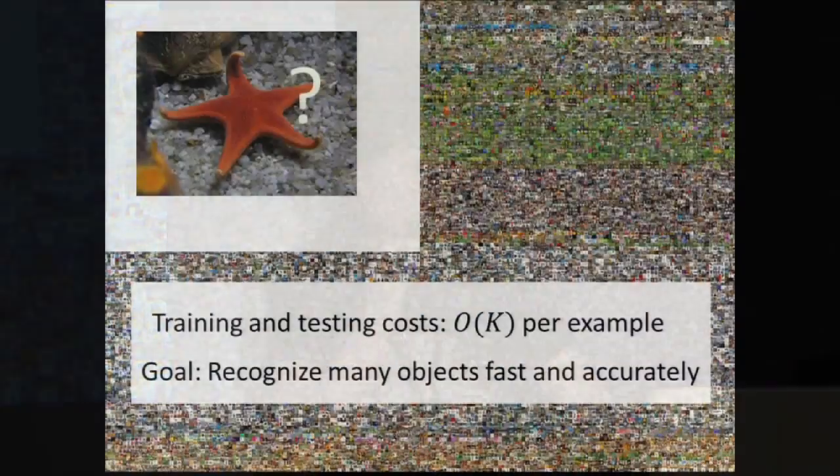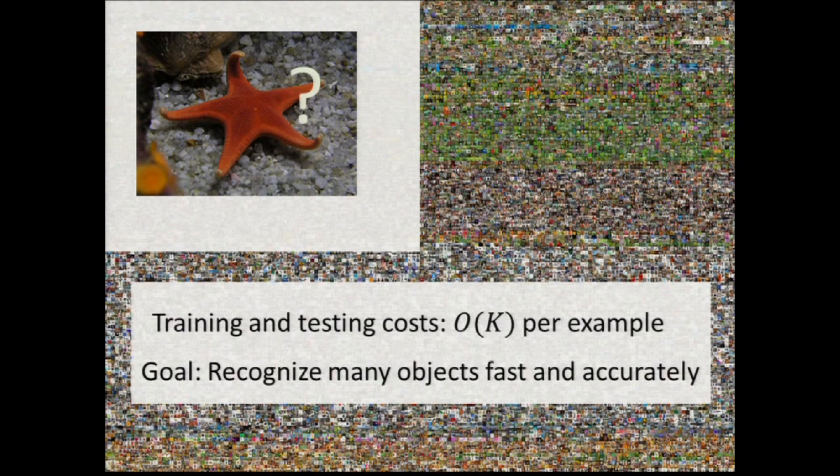But whatever that number is, it's posing a huge challenge to computer vision scientists, because we want to train computer vision algorithms that recognize tens of thousands and millions of object categories. And we want to make it very efficient. Otherwise, we have no hope of putting computers on Mars or in your household. So our goal is to recognize many objects fast and accurately.